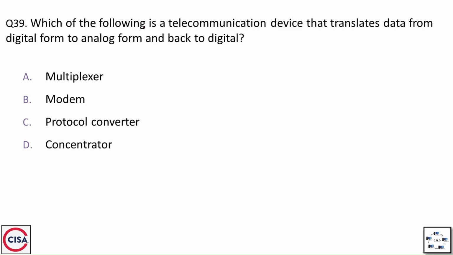Question number 39. Which of the following is a telecommunication device that translates data from digital form to analog form and back to digital? Option A, multiplexer. Option B, modem. Option C, protocol converter. And option D, concentrator. And the correct option is option B, modem.